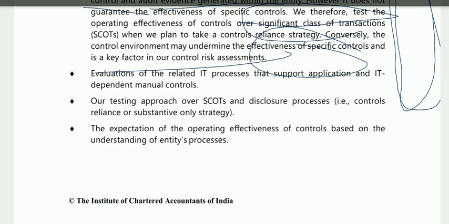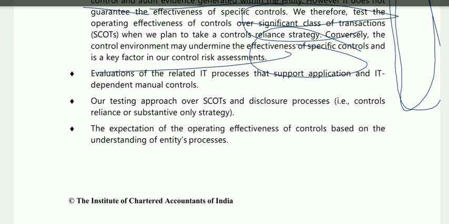Moving on to the second topic, evaluations of the related IT process that support application and IT dependent manual controls. So that means evaluations of the related IT processes. IT processes means the processes which are used because automated environment is there in the organization.